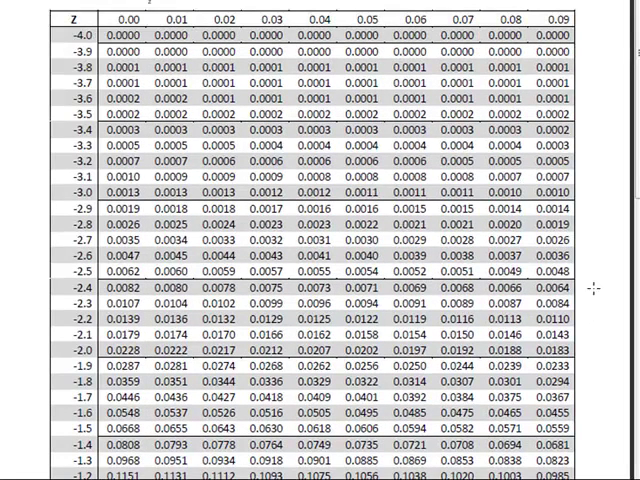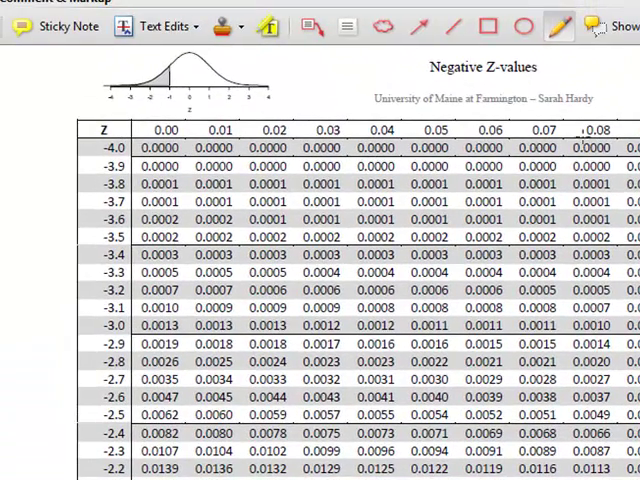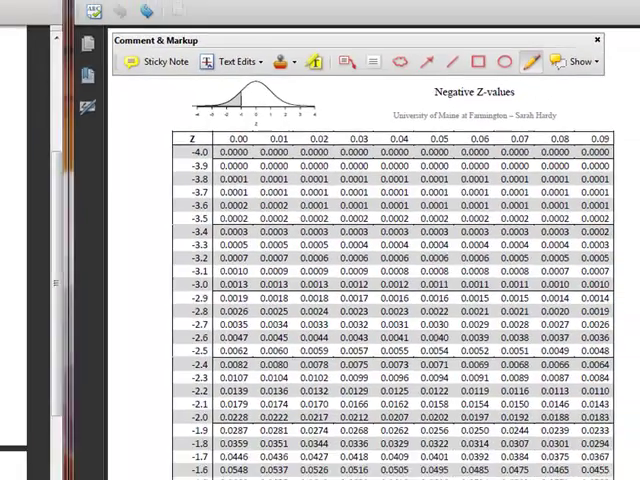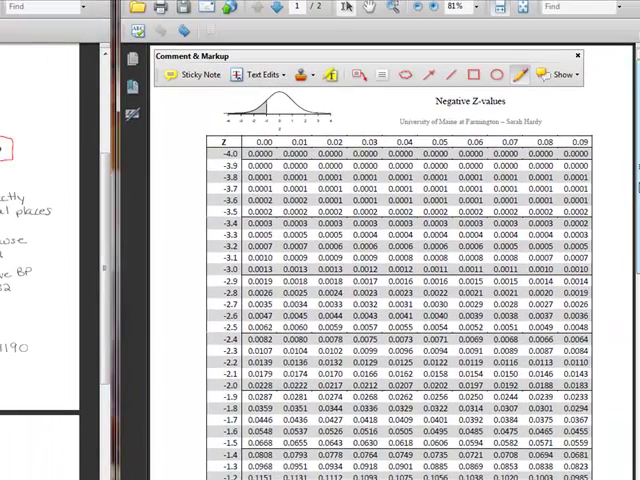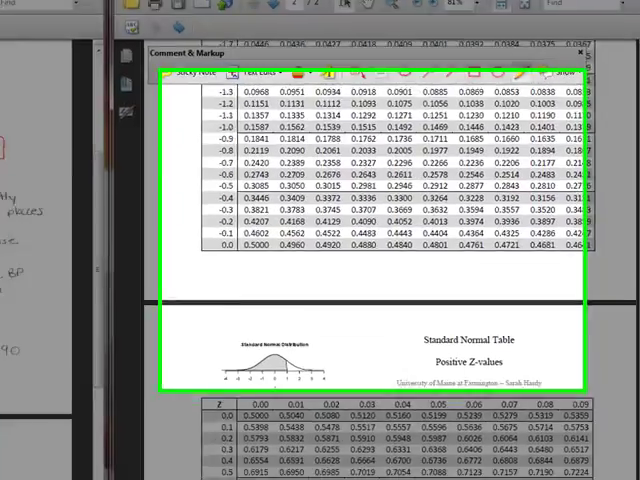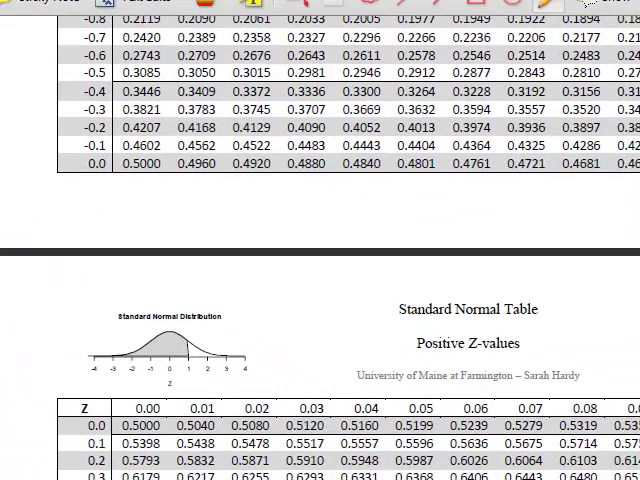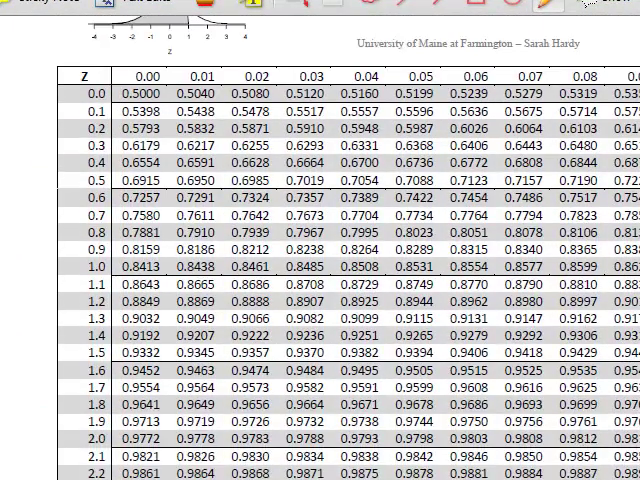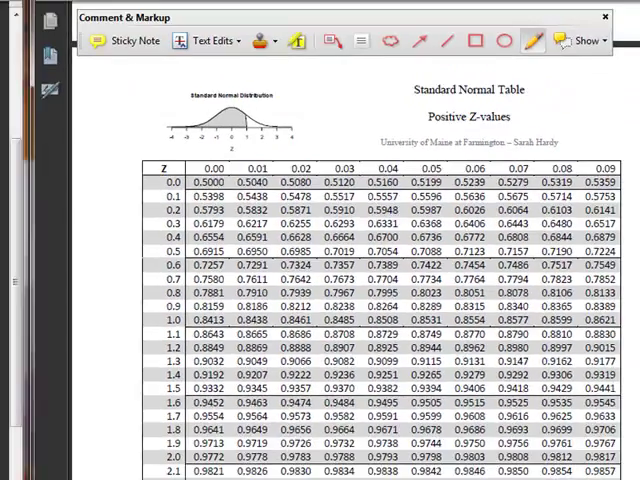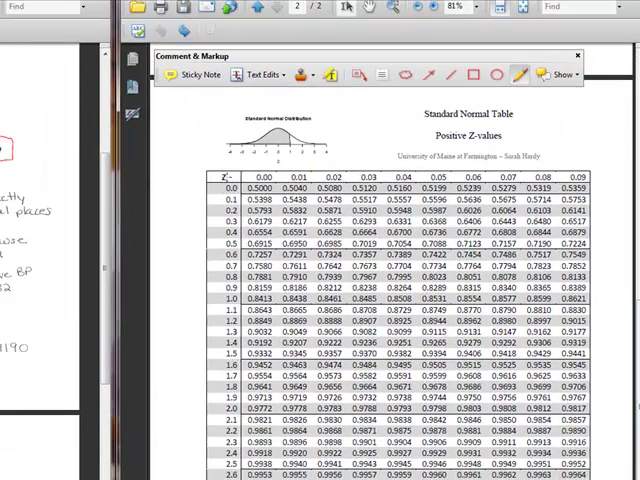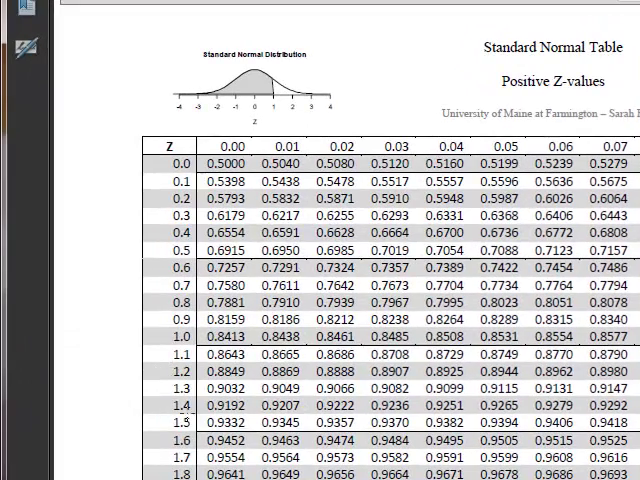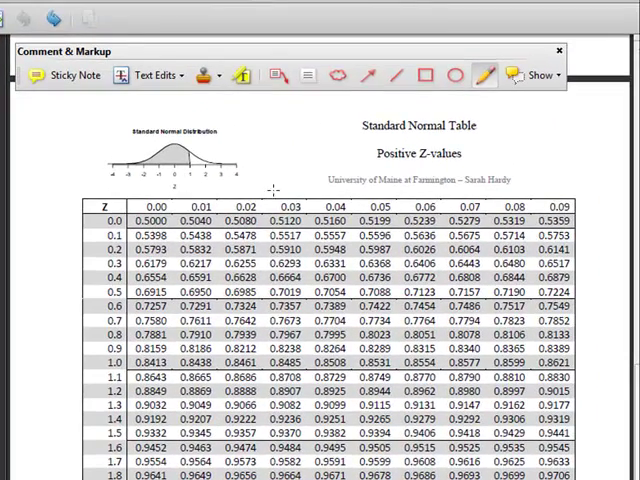The next step is to look this up on the normal table. The first page of the normal table has the negative z-values, and the positive z-values are on the second page, and I'm looking for 1.18. The z-values are along the side, going out to the first decimal place, and then to get the second decimal place, you go across the top.